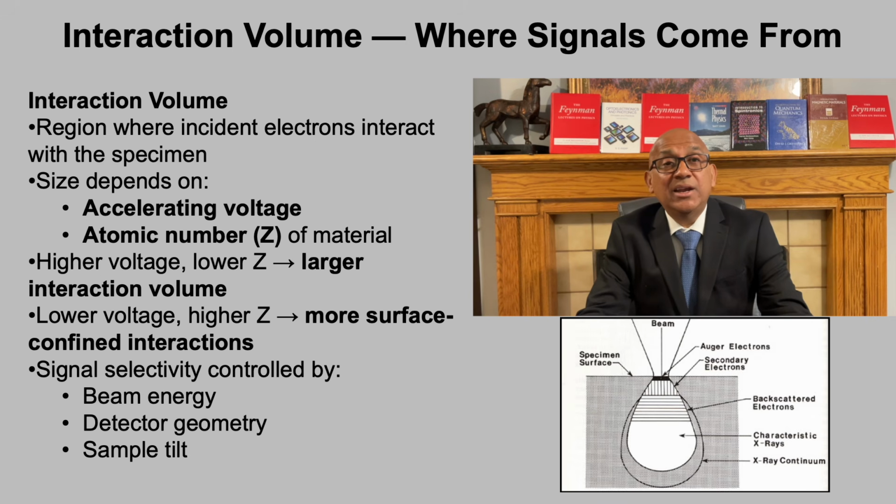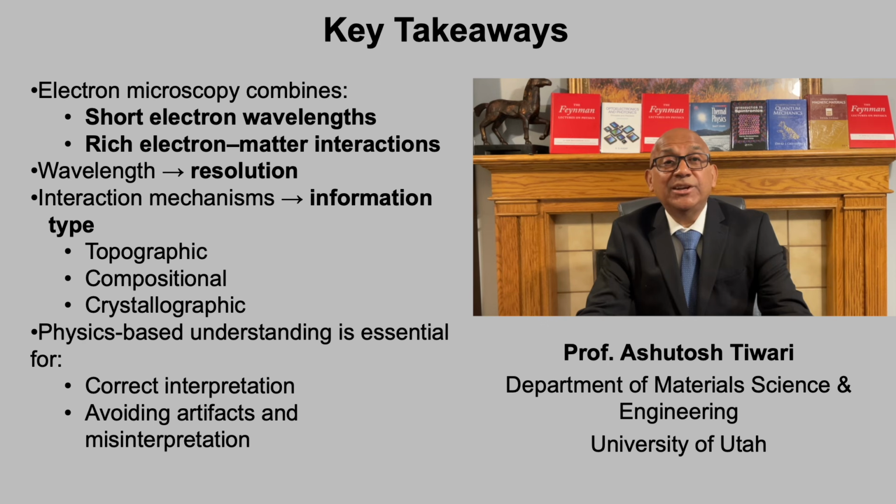To summarize, electron microscopy achieves its extraordinary power by combining extremely short electron wavelengths with rich electron-matter interactions. The electron wavelength fundamentally determines the achievable spatial resolution, allowing us to probe structures down to the atomic scale. At the same time, the various interaction mechanisms between electrons and matter determine what types of information we obtain, whether it is surface topography, composition, or crystallographic structure.